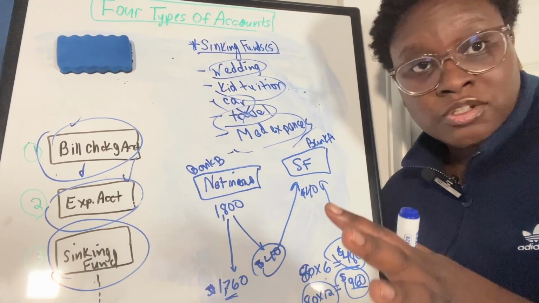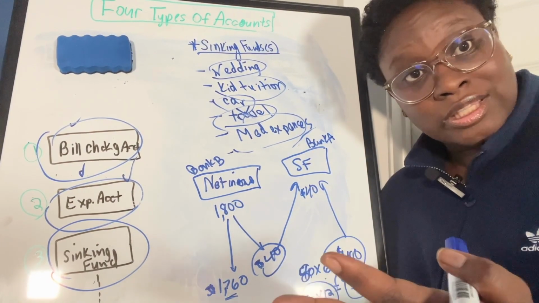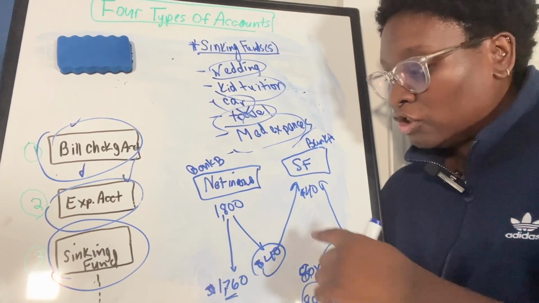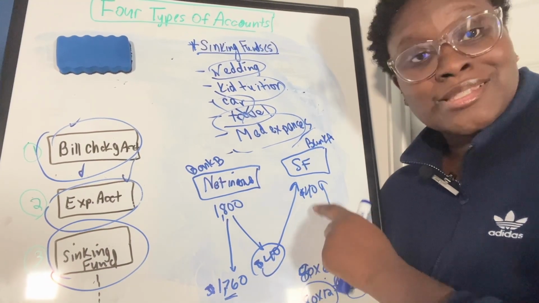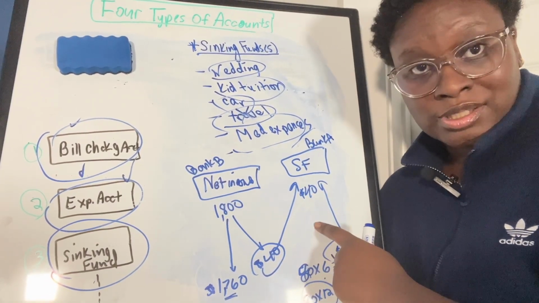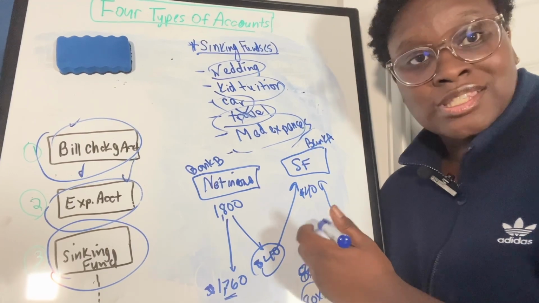Now, everybody's pay cycles may be different. There are some people that get paid weekly, people that get paid monthly. So you would just have to allocate and figure out what you can realistically afford, because it's not about the amount, it's about the consistency. So that, my friends, is a sinking fund.